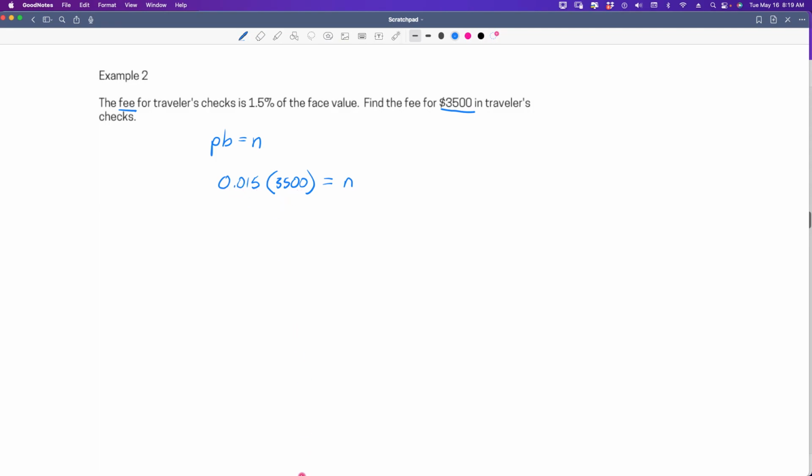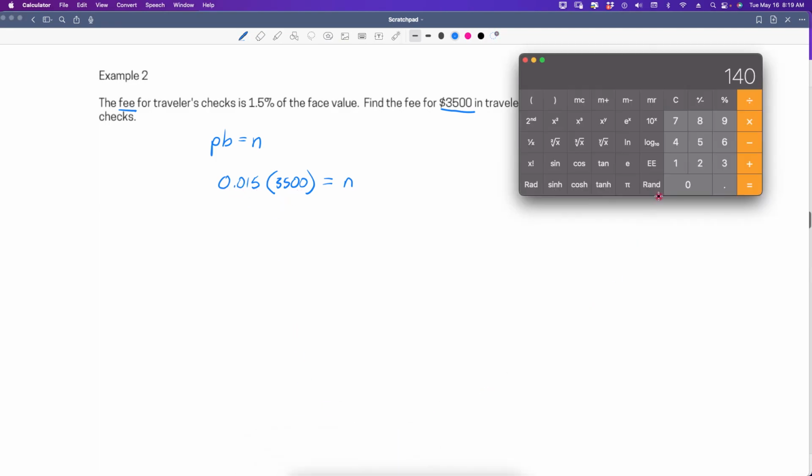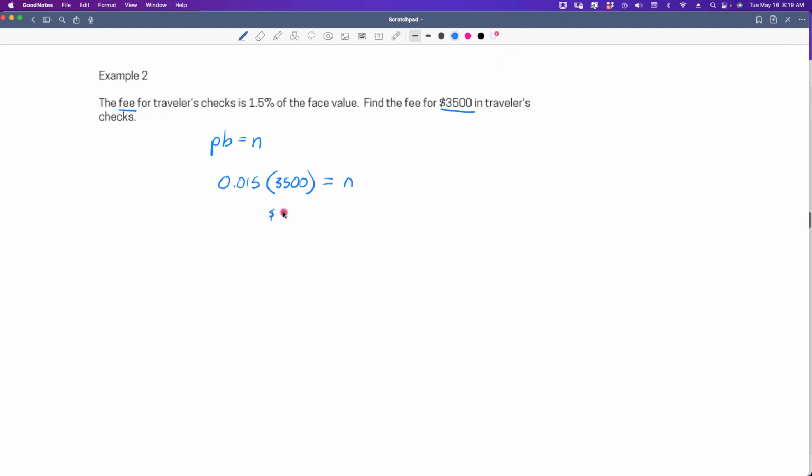So all we do is multiply these two together. I'm going to pull up my calculator and say 0.015 times 3,500. And that gives us 52.5, which in currency would be $52.50. That is the fee, or the number that we're looking for, for the traveler's checks.